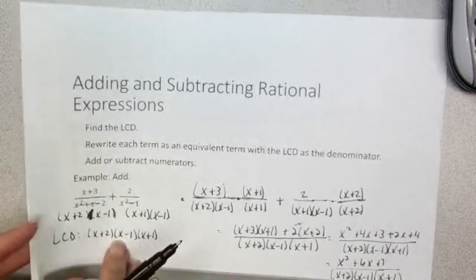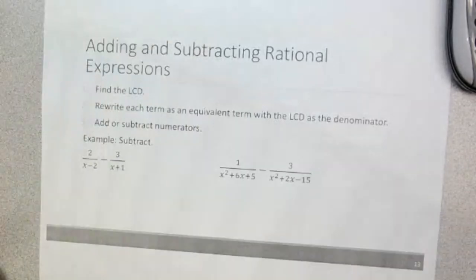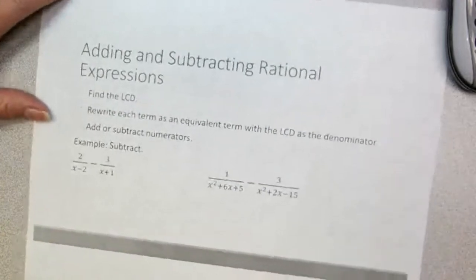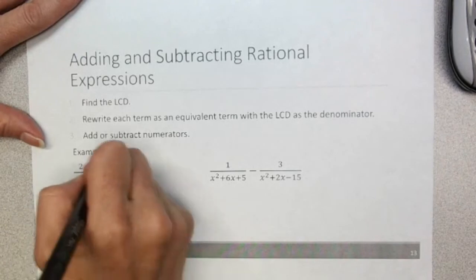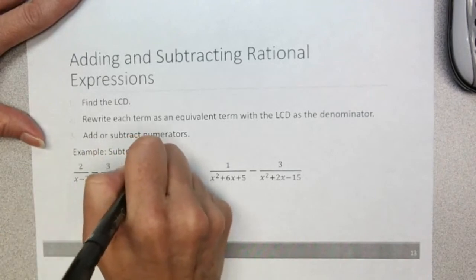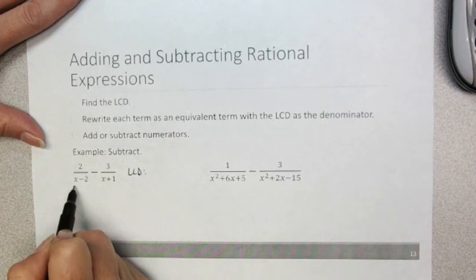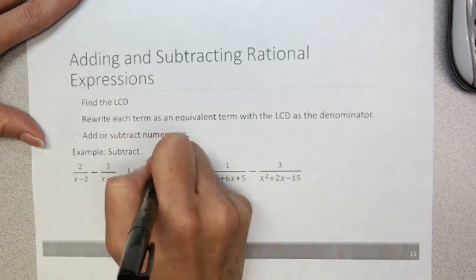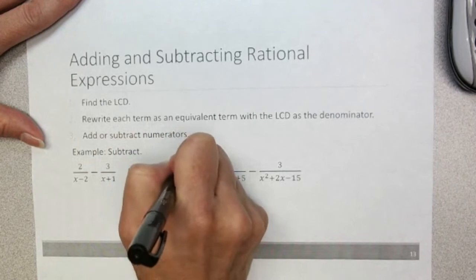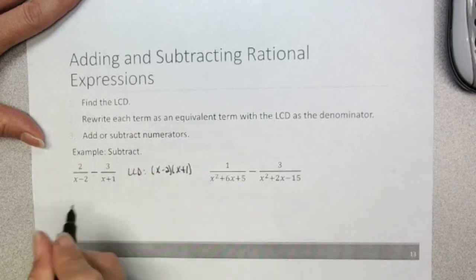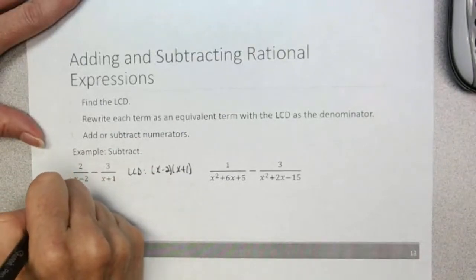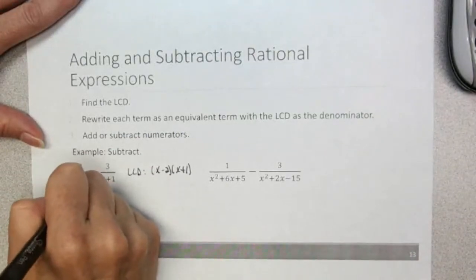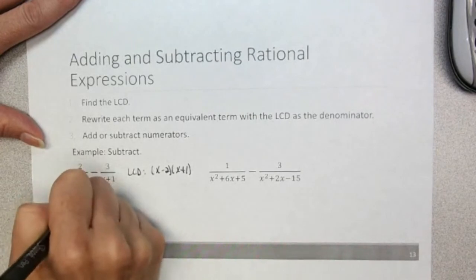Okay. Should we try one more? Let's try one more example when we're subtracting rational expressions. Actually, there's two on here, so we'll do them both. All right, we need to establish the least common denominator. In this first example, both denominators are prime. They can't be factored. So my least common denominator is going to be x minus 2 times x plus 1. All right, first rational expression is missing that x plus 1, so we'll multiply 2 over x minus 2 times x plus 1 over x plus 1.